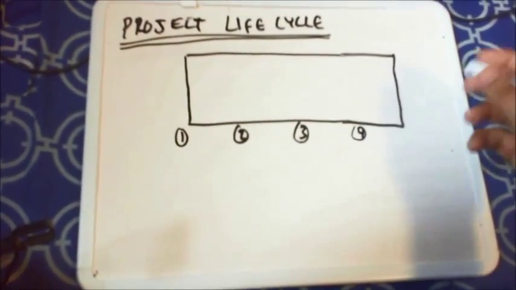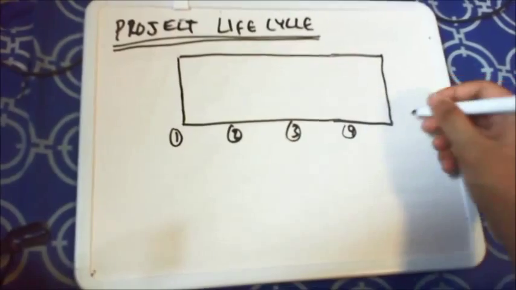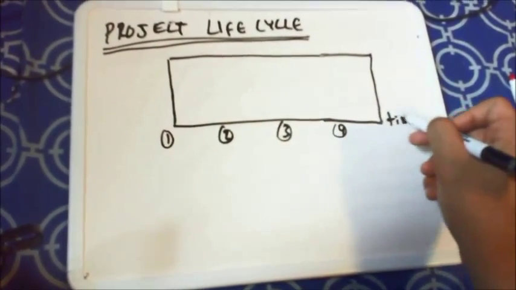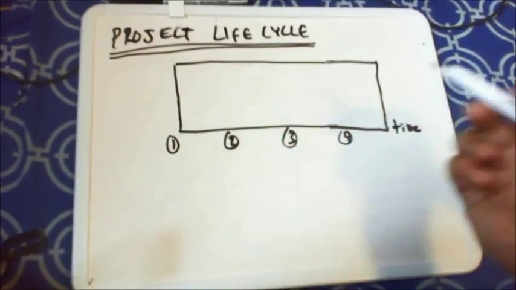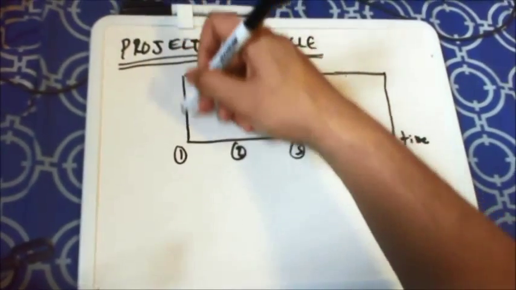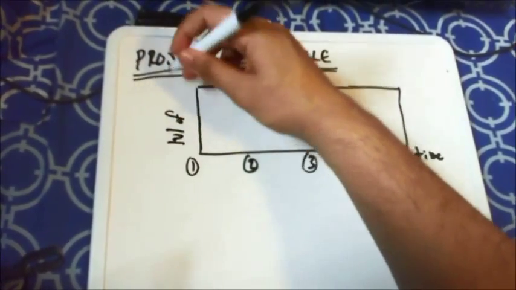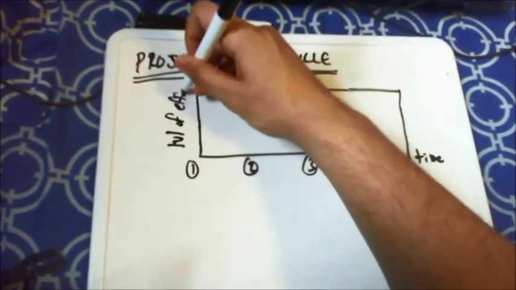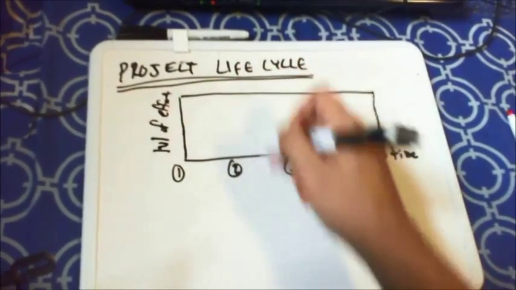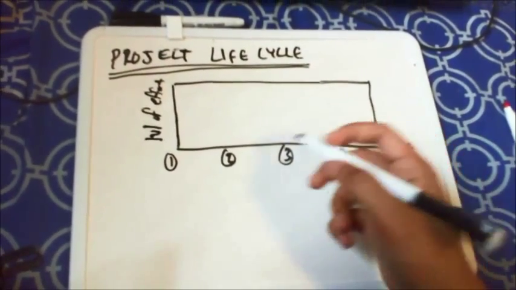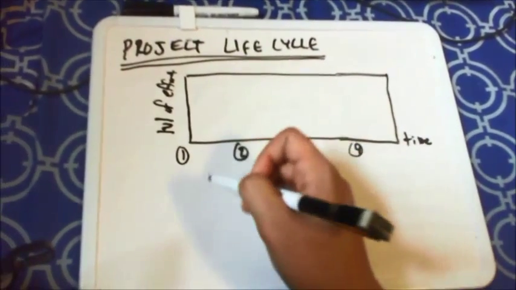Alright, so the bottom axis right here will be the time. As it moves forward, it'll be closer to the end, and at the beginning it's closer to the start. And this axis right here will be the level of effort, so level of effort required in that specific phase, these 4 phases. Alright, so now that we have that box down, let's begin the first phase over here.